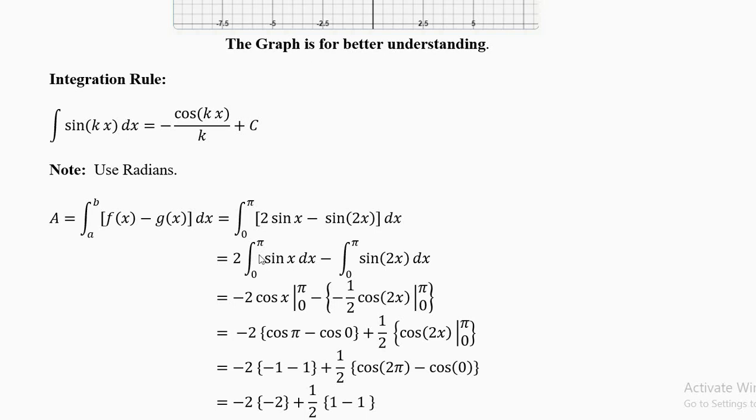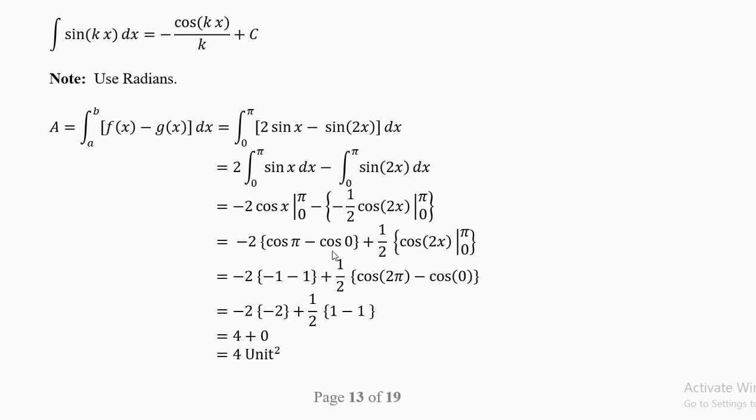Now the first one is 2 times the integral from 0 to pi of sine x. You'll get minus 2 cos x, going from 0 to pi. Minus 2 in the bracket you have cos pi minus cos 0. Cos pi is minus 1 and cos 0 is 1. So minus 1 minus 1 is minus 2, minus 2 into minus 2 is plus 4.